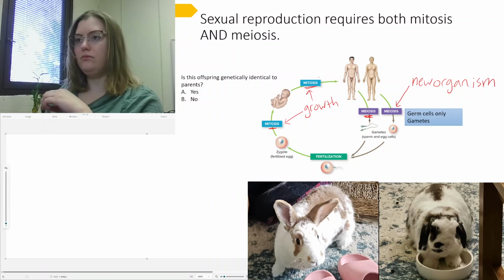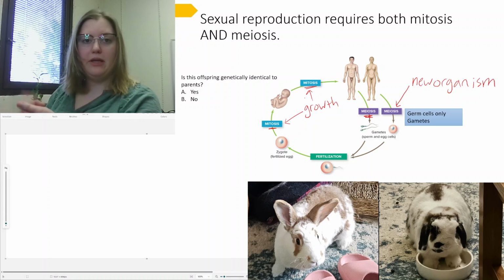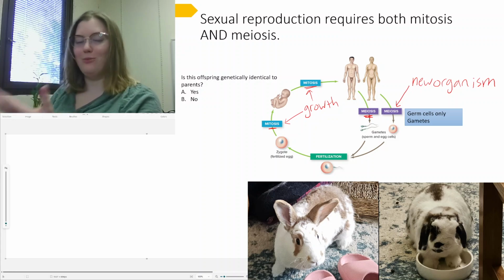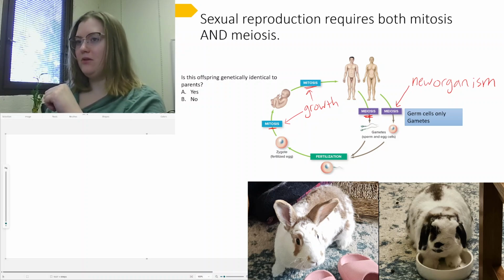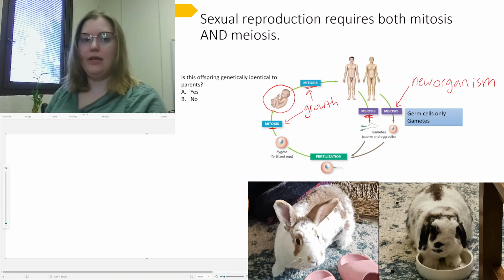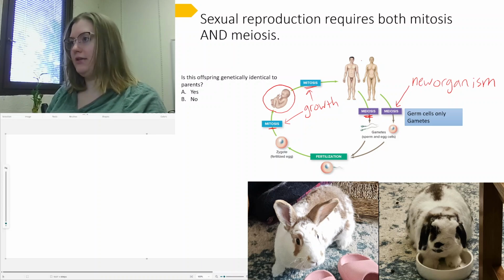Okay, so take a moment and answer this iClicker question. Okay, but now I'm going to discuss it, so if you are a little bit confused, you can listen to the discussion and then take a moment to answer. So the offspring in this diagram is our little human baby right here, and this human baby is the child of these two parents. So we've got parent 1 and parent 2.